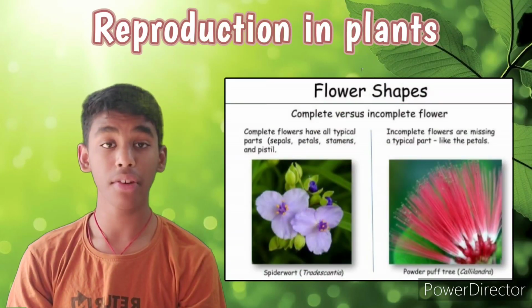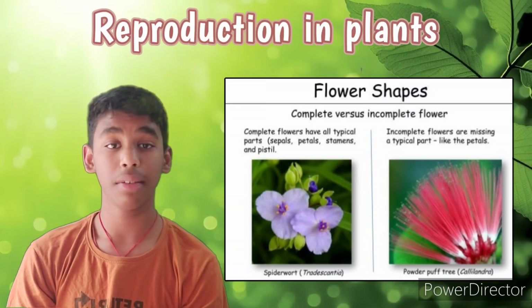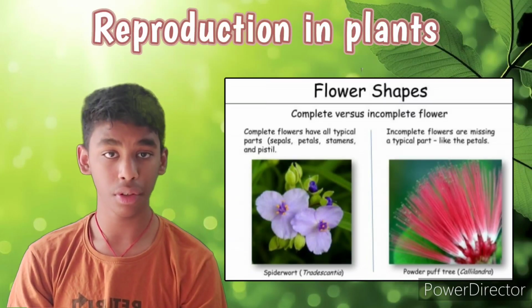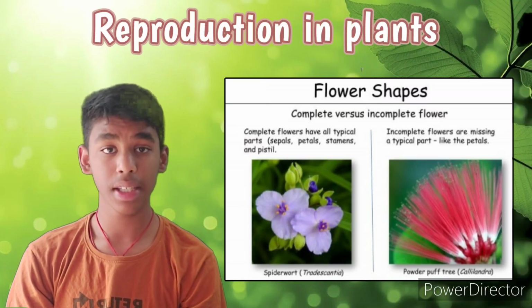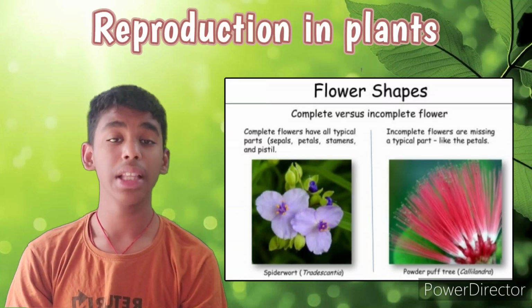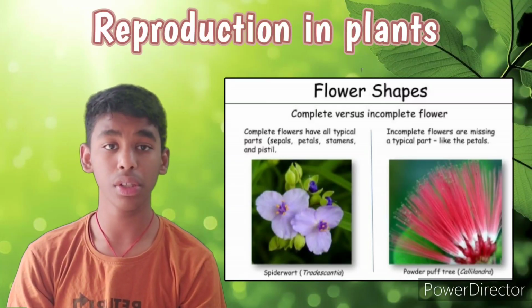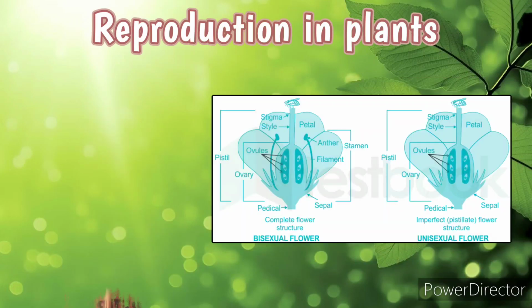Now moving on, we have complete flowers and incomplete flowers. Complete flowers are the flowers which contain all four parts, i.e. the petals, sepals, the stamen and the pistil. These are called complete flowers. While the incomplete flowers are the complete opposite. They do not contain each of the four parts of the flower.